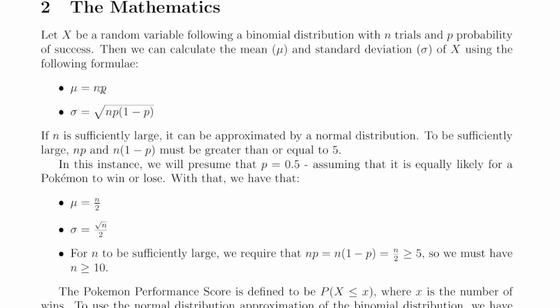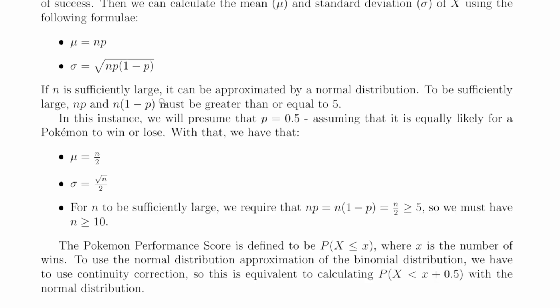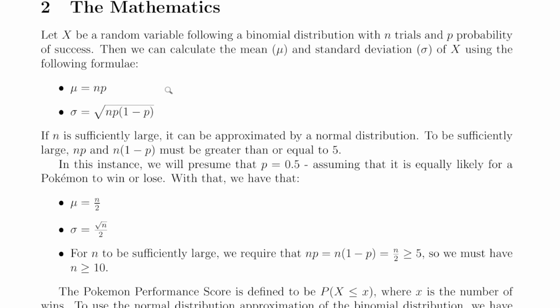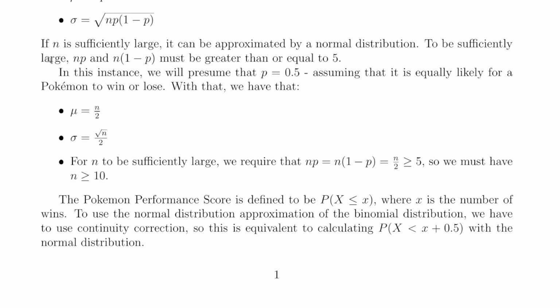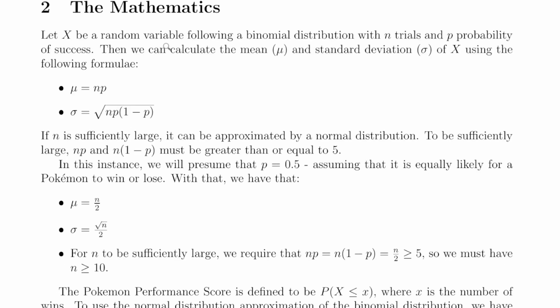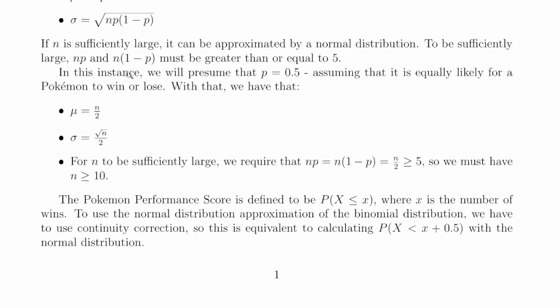Basically we have a way of calculating the mean and the standard deviation using a number of trials and a given probability of success. And specifically, we can approximate the binomial distribution with the normal distribution when n times p and n times 1 minus p are both greater than or equal to 5.